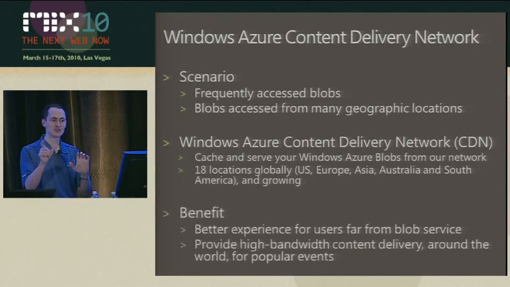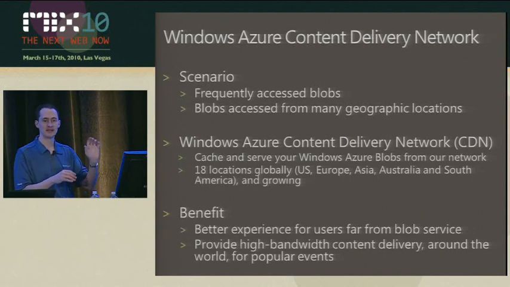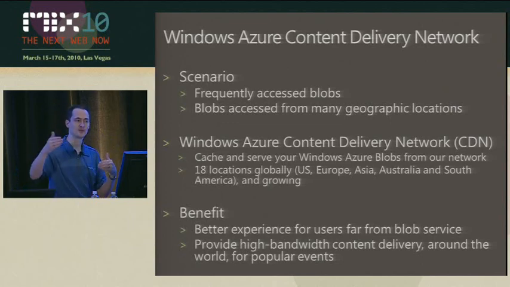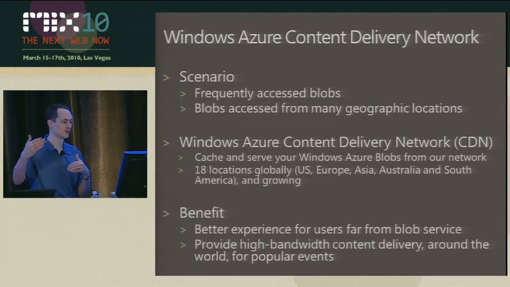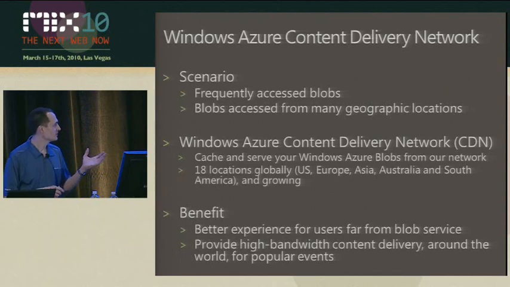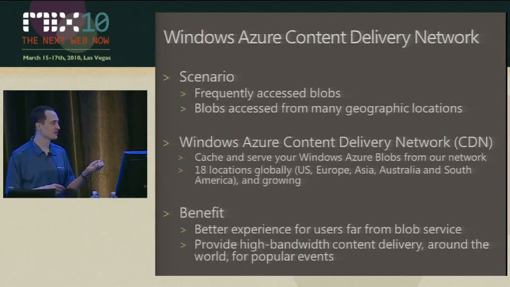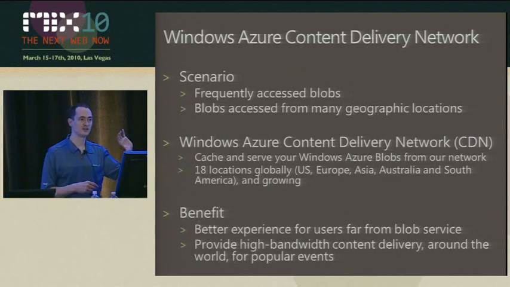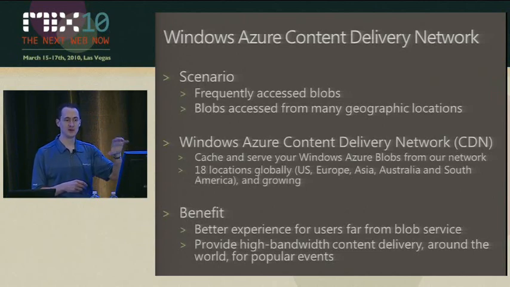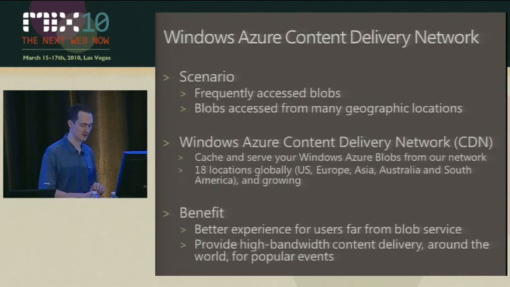So when you create your storage account, let's say, it is located in US North. And if you have somebody from Europe accessing that, well, if it's actually cached in Europe, you'll get better connectivity and lower latency. And it's also very beneficial if you have high bandwidth content that you actually want to deliver for popular events. Okay? The Windows Azure CDN has 18 locations around the world, and it's actually very easy to use the CDN with your blob storage account. I don't have time to go into details, but the details of that are online.